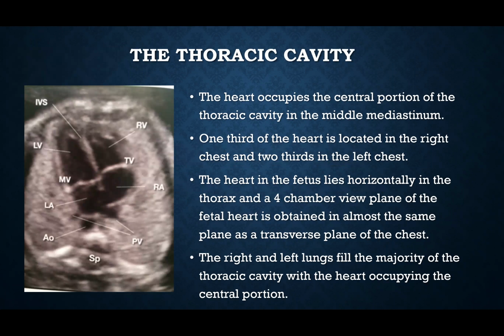The heart occupies the central portion of the thoracic cavity in the middle mediastinum. One third of the heart is located on the right side, and two thirds of the heart is located on the left side.